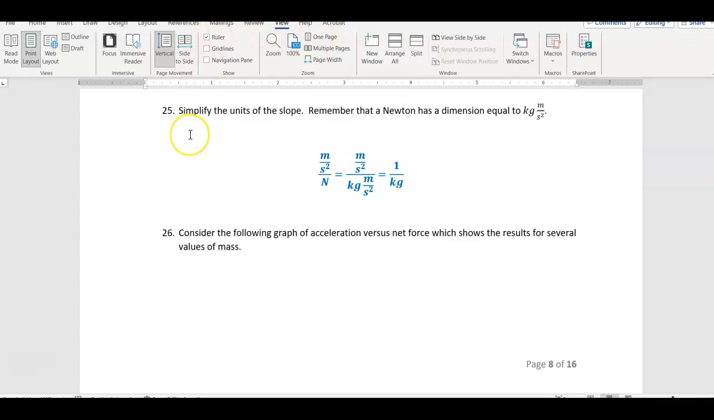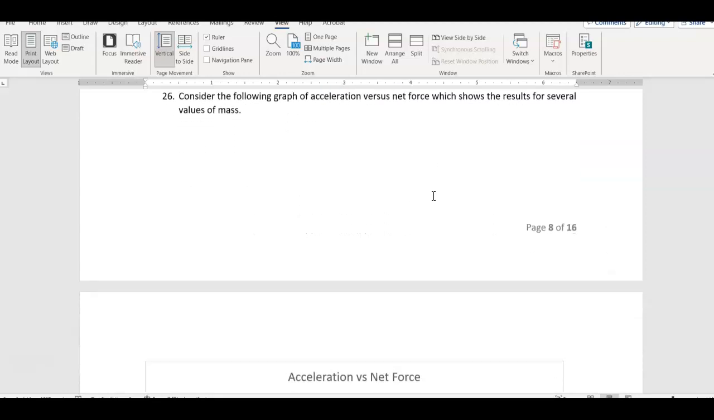Step 25 asks us to simplify the units of the slope. And so our slope of this graph is meters per second squared over Newton. Remember that a Newton is a kilogram meter per second squared. And it tells us that up here. So now that I've done this, I can see that I've got meters per second squared in both the numerator and the denominator, so that can cancel, and I'm left with units of 1 over kilogram. Okay?